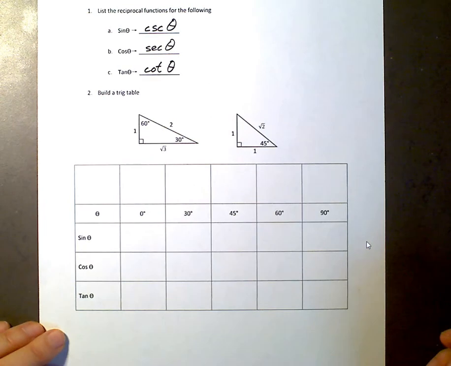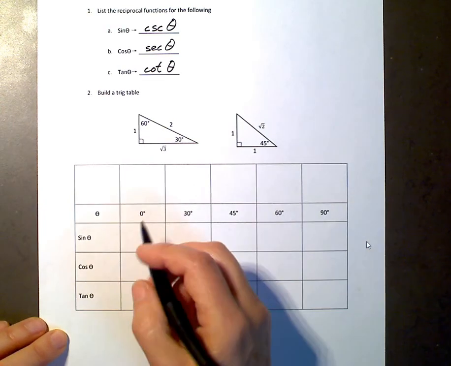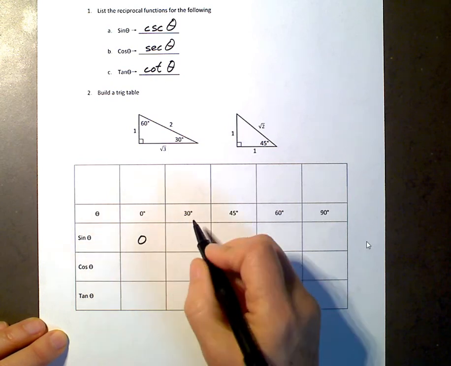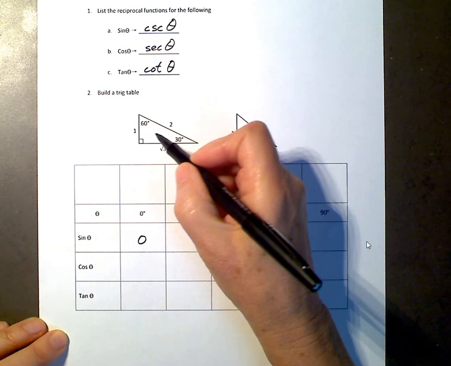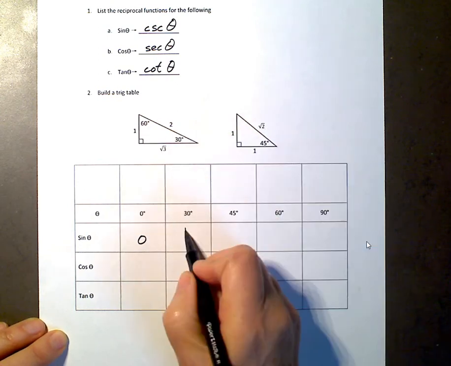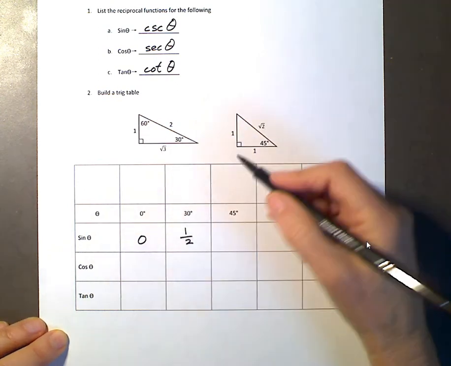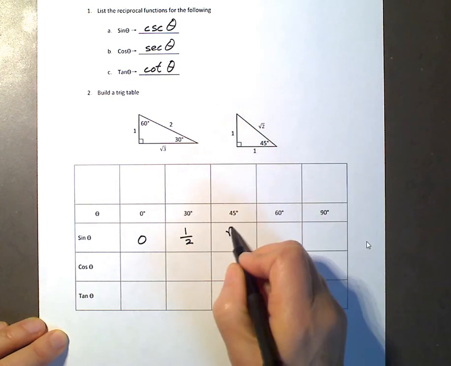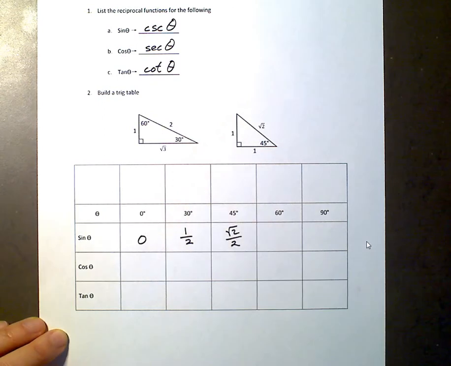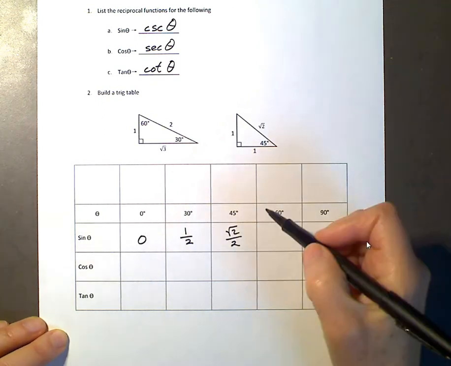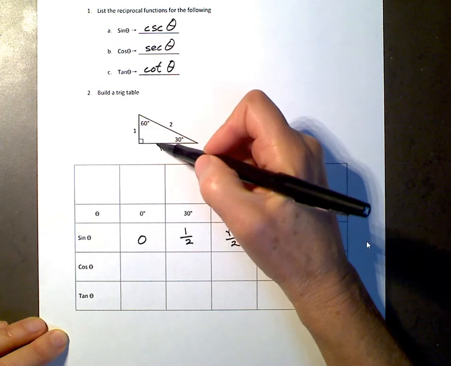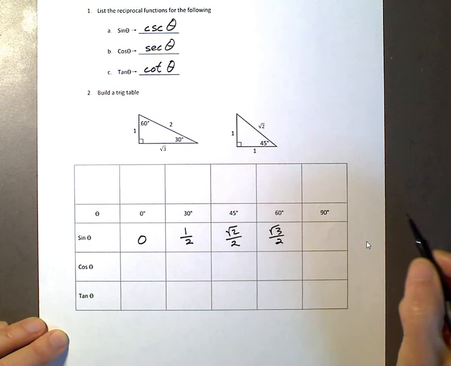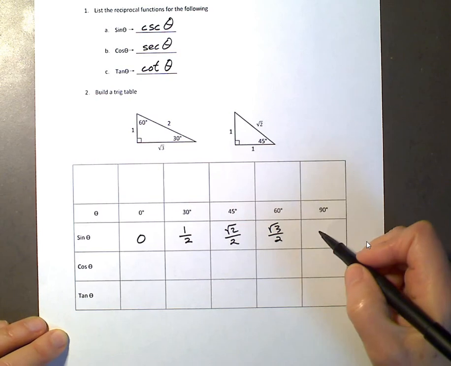So anyway, the sine of 0 degrees, and this is in your table, is 0. And the sine of a 30-degree angle, it would be opposite over hypotenuse, which is 1 over 2. The sine of a 45-degree angle would be 1 over root 2, which simplifies to root 2 over 2 when I rationalize the denominator. The sine of a 60-degree angle, opposite over hypotenuse, is root 3 over 2. And the sine of a 90-degree angle is 1.